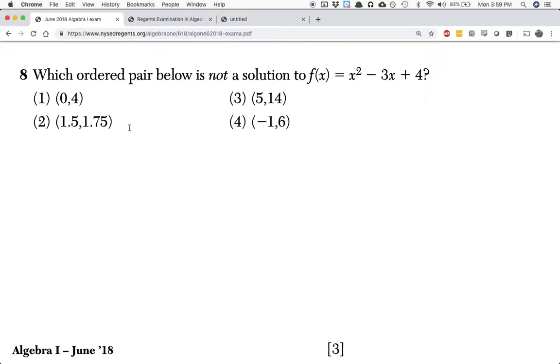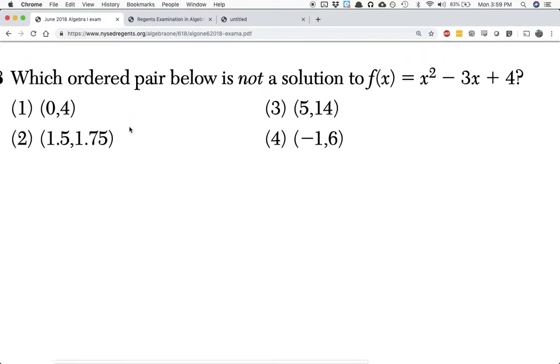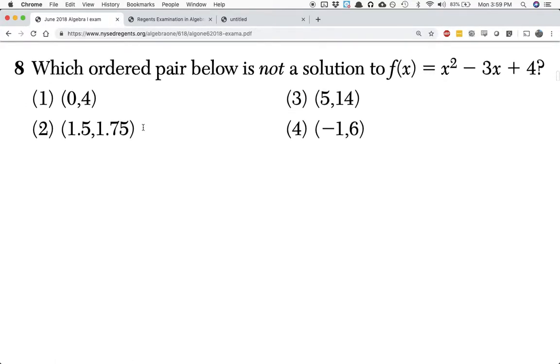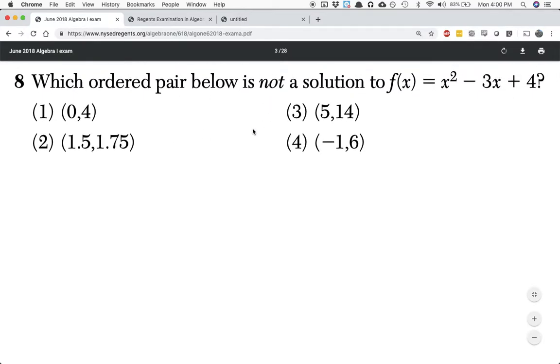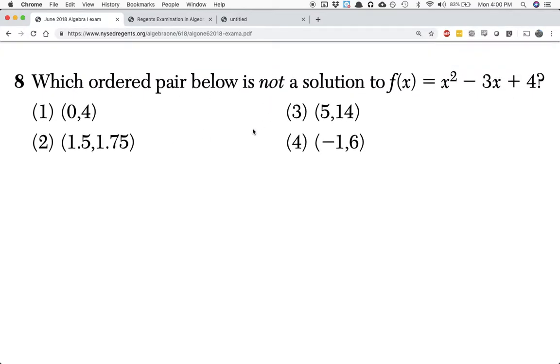Which ordered pair, question number 8. Which ordered pair below is not a solution to f of x equals x squared minus 3x plus 4? This is a really straightforward, free question that I need you to all get correct. All you have to do for this is plug in. You see f of x equals, you should immediately go to your calculator.